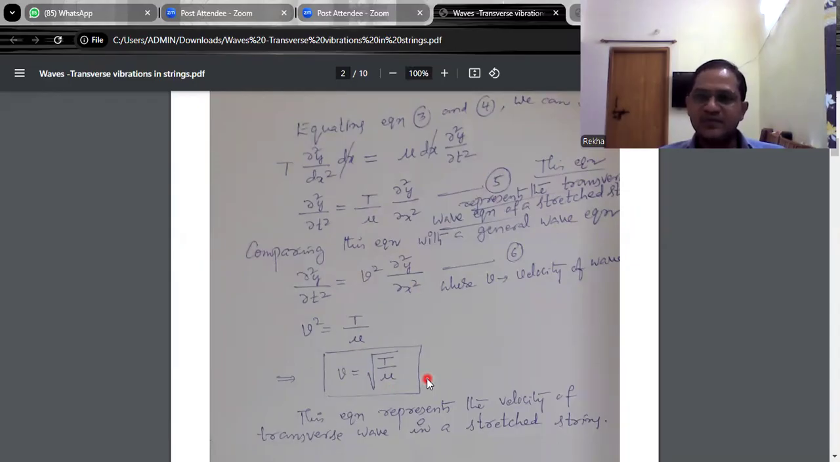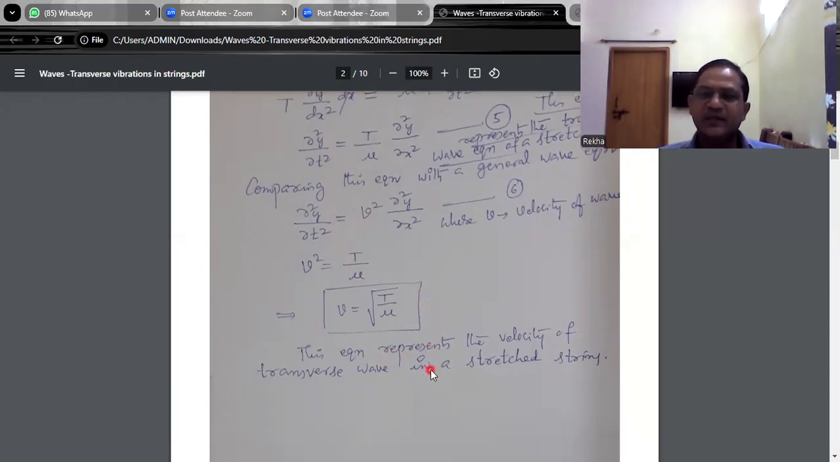So when a transverse wave is propagating through a stretched string having tension capital T and linear density mu, then the velocity of the transverse wave v is equal to the square root of capital T by mu, where T is the tension in the string and mu is the linear density.